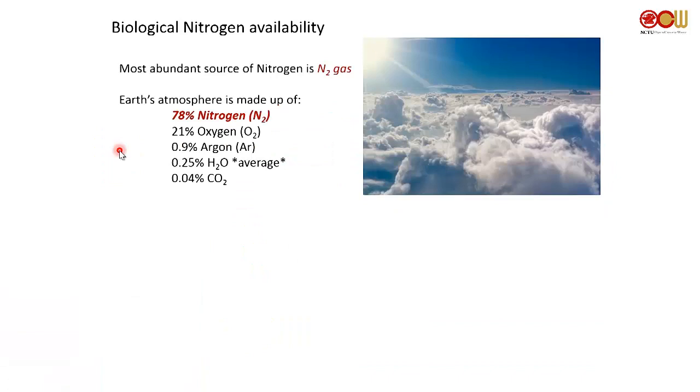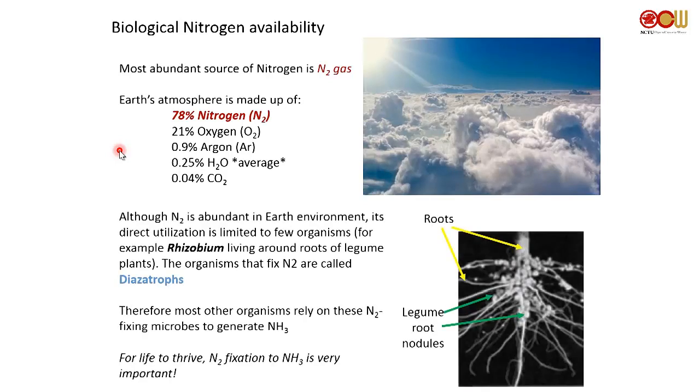Biological nitrogen availability: like I said, the most abundant source is N2 gas. About 78% of the gas in the atmosphere is made out of nitrogen. Although nitrogen gas is very abundant on Earth, its direct utilization is limited to few organisms. Very few organisms can do this. Number one example is rhizobium, or rhizobia. They live around the roots of legume plants. They have a symbiotic relationship with these plants. Plants can give them some organics, and these guys can fix N2 and give plants ammonia.